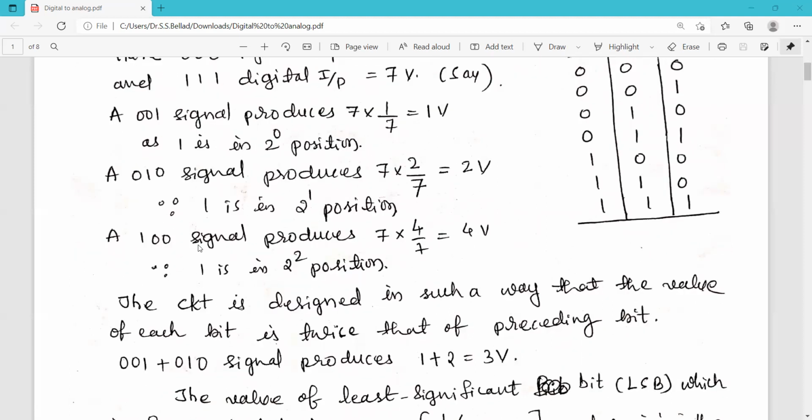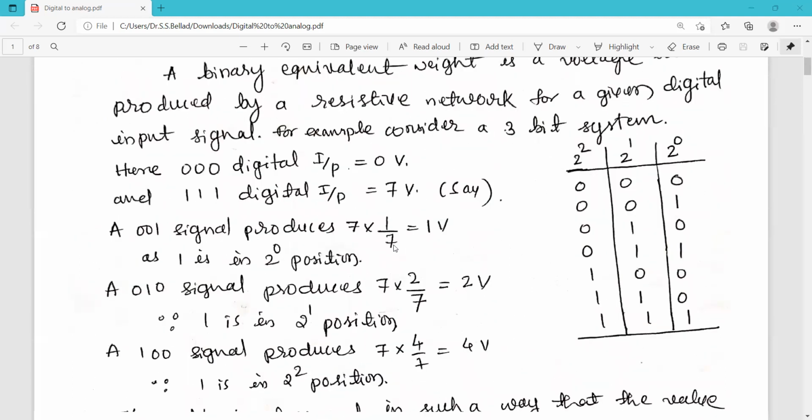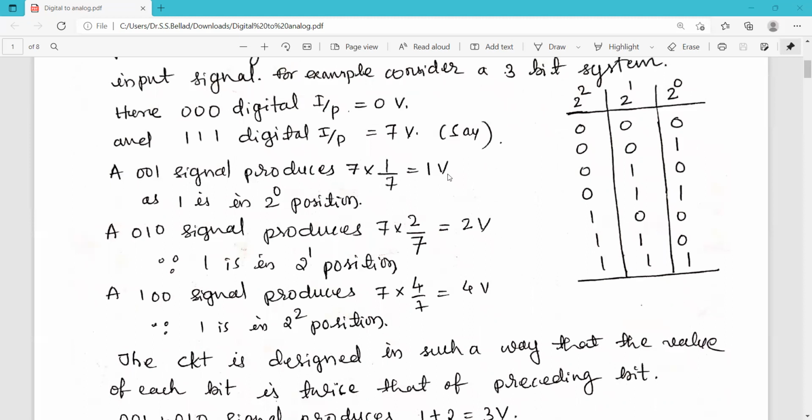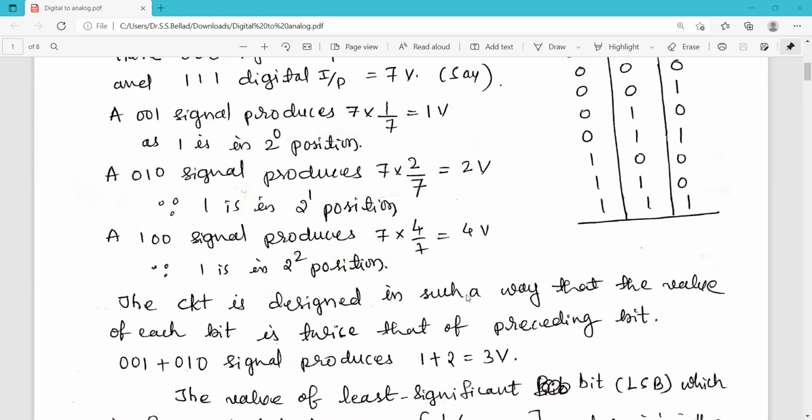And a 1, 0, 0 signal produces 7 into 4 by 7, which is equal to 4 volt, because this one is in a 2 raised to 2 position. So this 4 by 7 is the binary equivalent weight of that 2 raised to 2 bit. In this way, the digital signals are converted into binary weighted voltages like this. 1 volt is produced here, 2 volt is produced here, 4 volt is produced here.